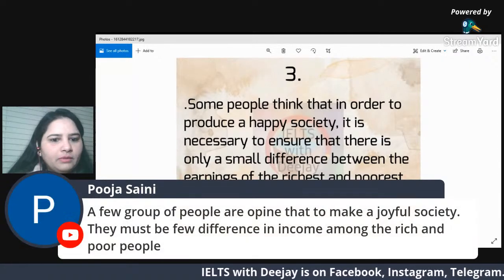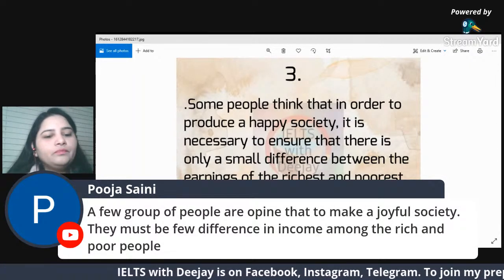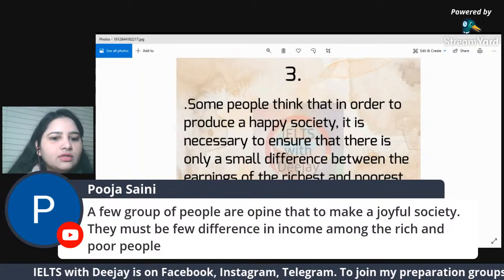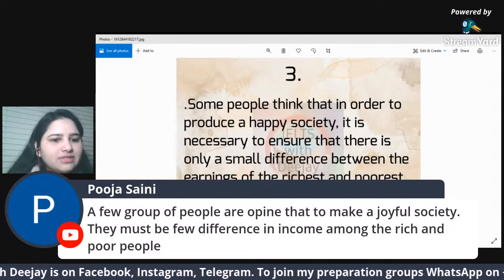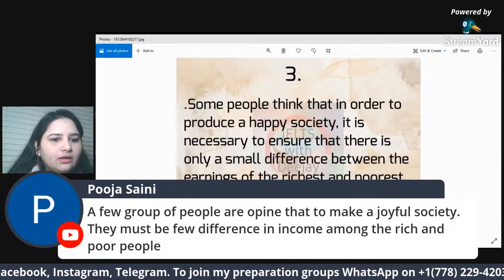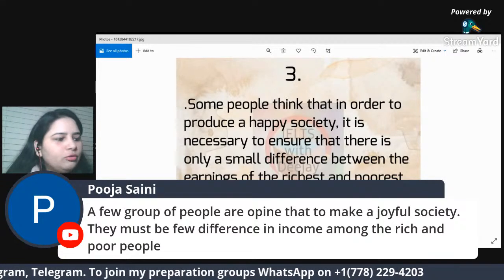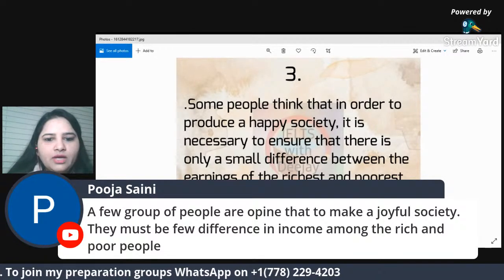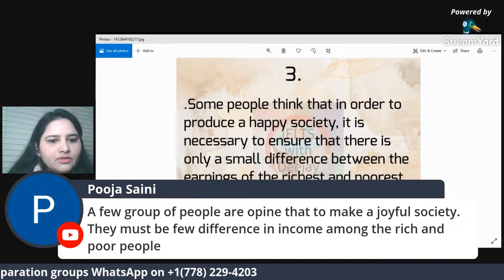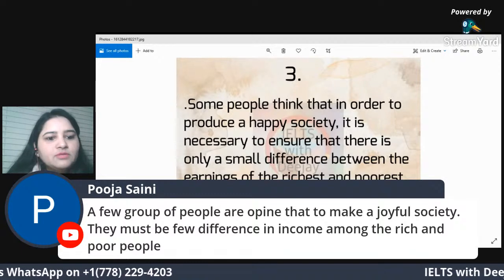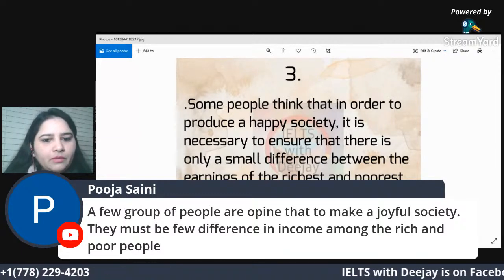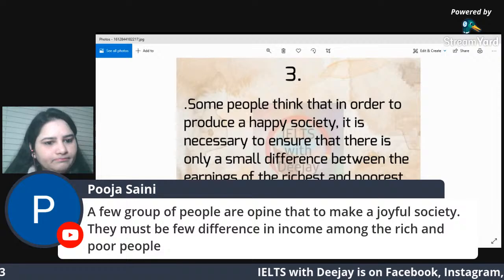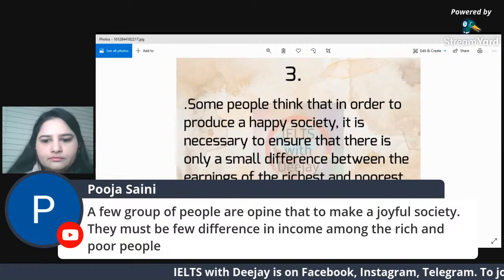A few group of people are opine. No, when you say opine, you will not say are, and when you are saying are, you have to say opining. A few group of people opine that to make a joyful society, there must be few difference. There must be less difference in income among the rich and poor people. Hmm, very good.